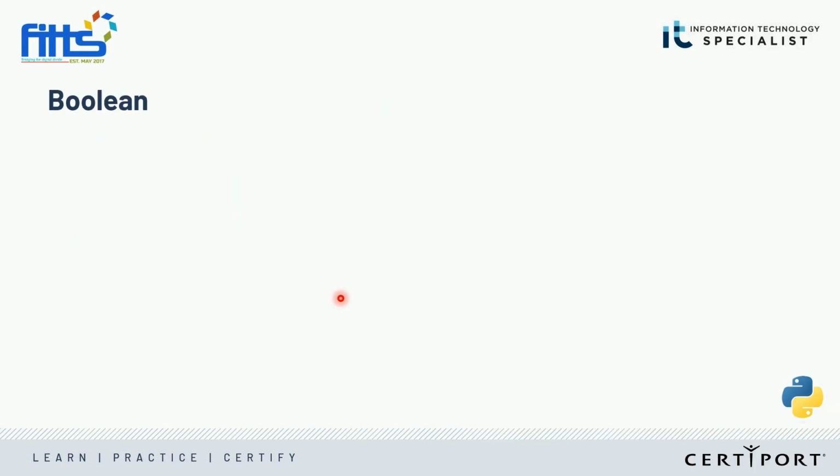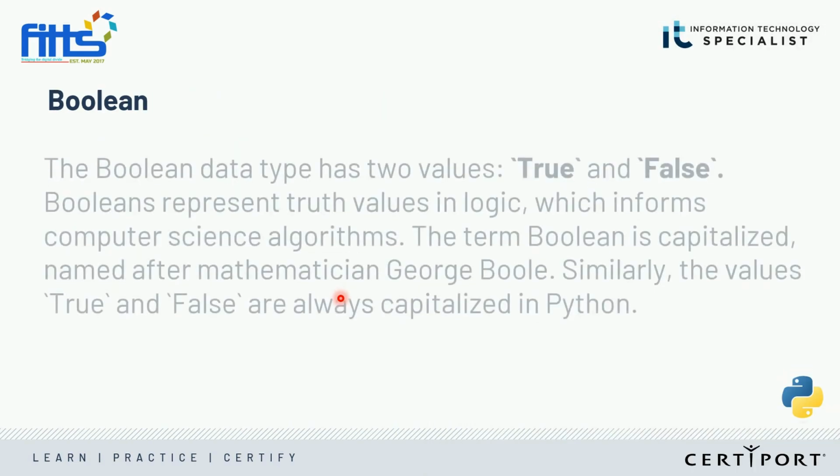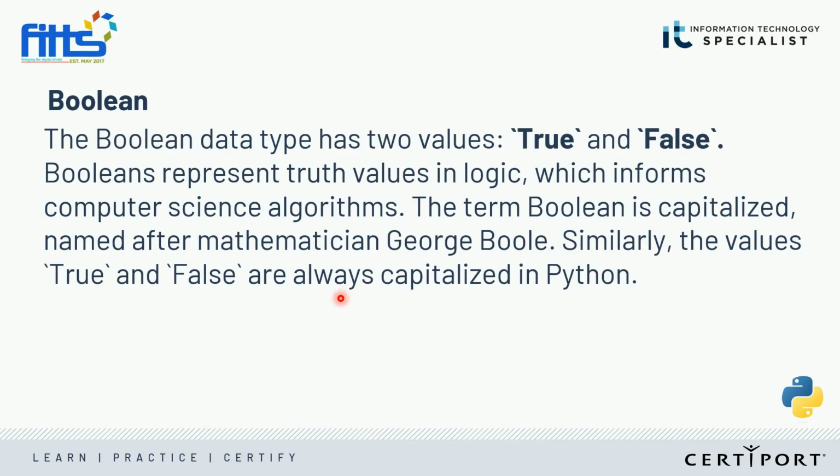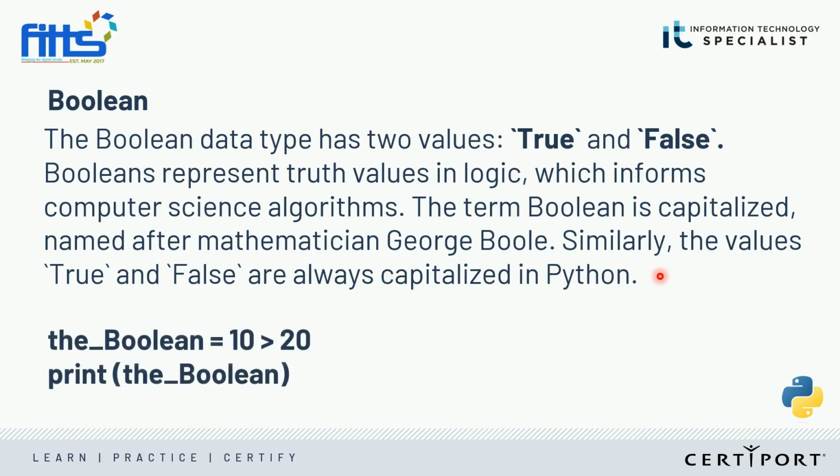So still on strings. Now we move on to Boolean. The Boolean data type has two values, True and False. Booleans represent truth values in logic, which informs computer science algorithms. The term Boolean is capitalized, named after mathematician George Boole. Similarly, the values True and False are always capitalized in Python.